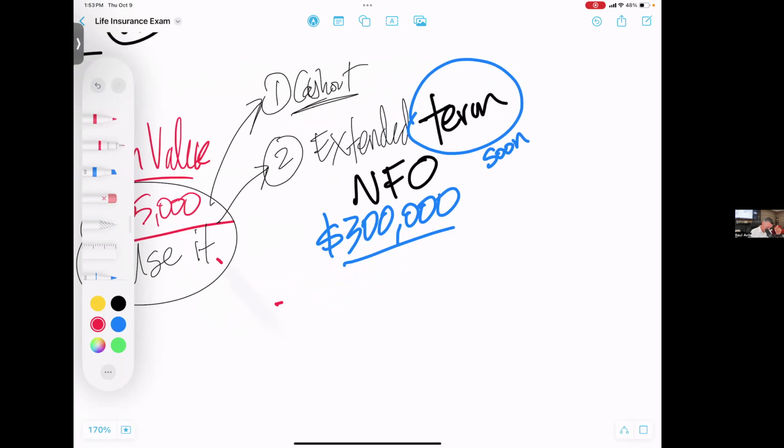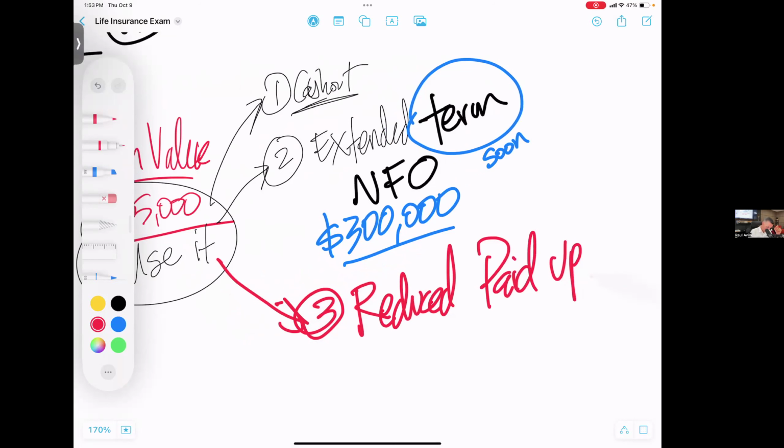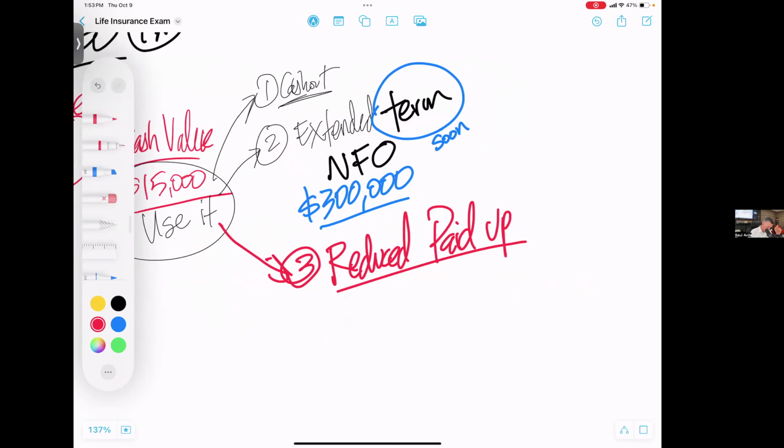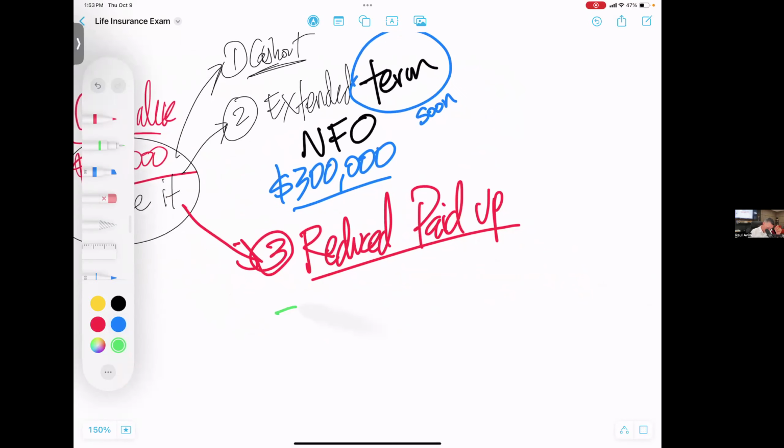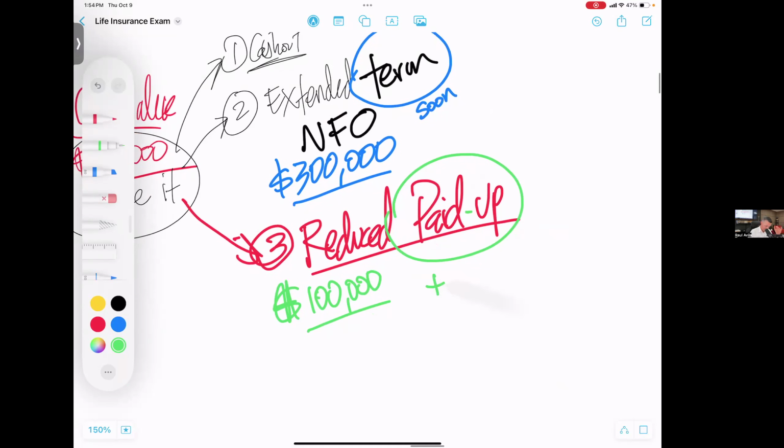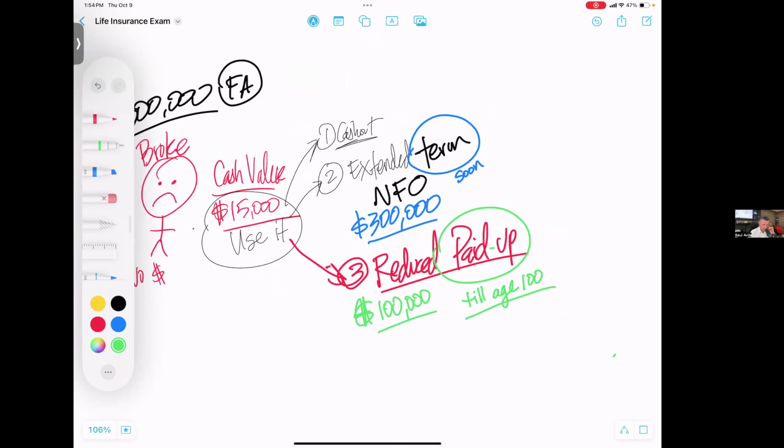And then the third option is called reduced paid up. What does that mean? That means the face amount is going to be reduced, let's say to 100,000. But it's going to be paid up, which means endowed, which means matured to age 100. There it is. Pretty simple stuff.